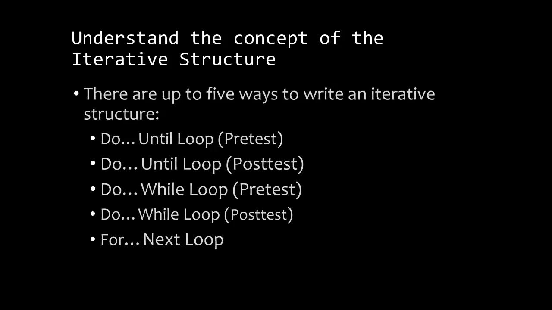There are three different types of structures that you'll find in most programming languages: a do until, pre-test or post-test; a do while, pre-test or post-test; and a for next loop. Each language has a few variations of these. As a matter of fact, in some languages you don't see do untils. Mostly you see do whiles. And for next has a lot of different variations in other languages.